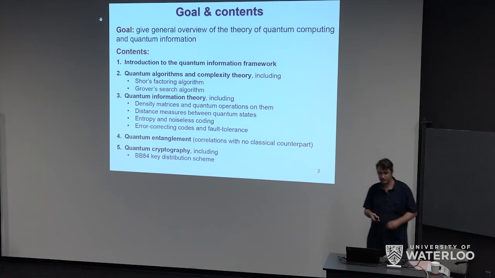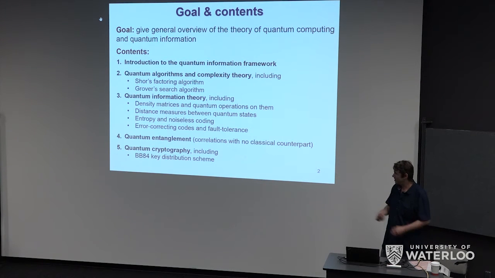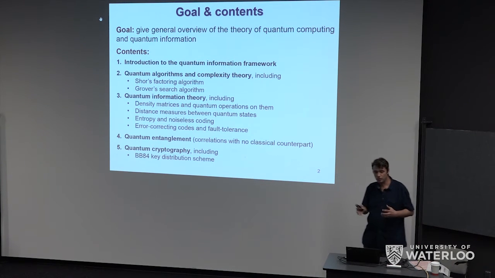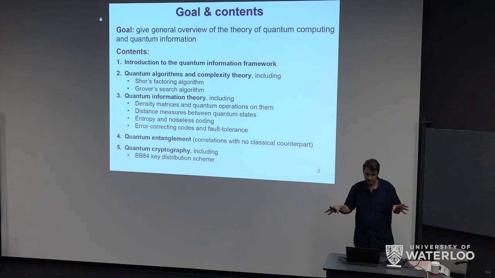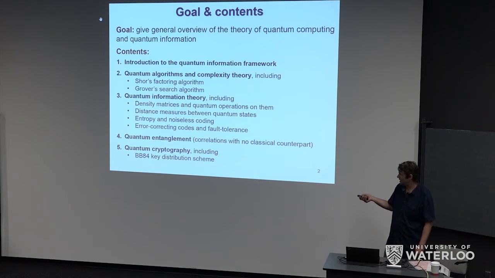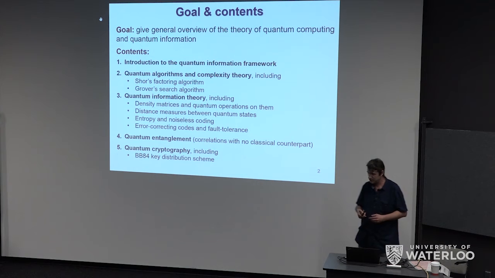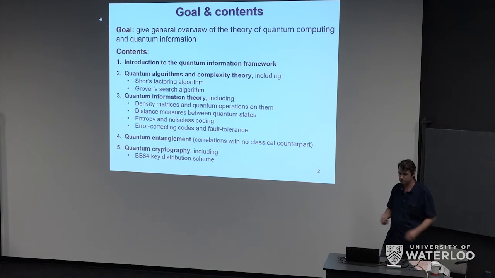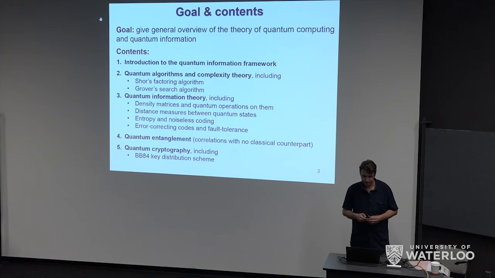We'll discuss some basics of the theory of quantum entanglement. Entanglement is some sort of a non-local correlation between separate systems that has really no classical counterpart. And an application of entanglement is quantum cryptography. And so we'll discuss the BB84 quantum key distribution scheme, among others.